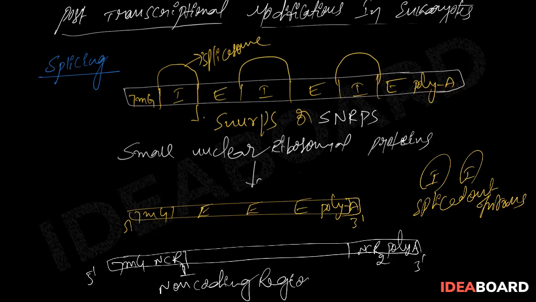Non-coding regions are also known as, at the 5' region, the leader sequence, and at the 3' region, the trailer sequence. Leader sequence and trailer sequence are also known as UTR1 and UTR2. This is what we call post-transcriptional modifications.